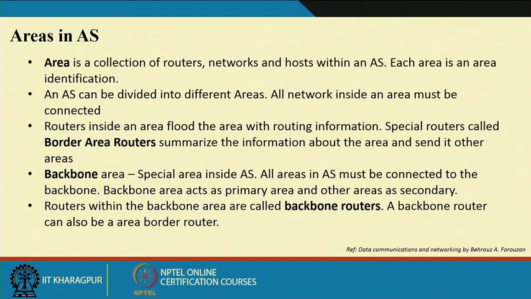and all areas must be connected to the backbone area. The backbone area acts as the primary area and other areas as secondary, right. Routers within the backbone area are called backbone routers. A backbone router can also be an area border router, right. So, as the backbone is also an area, an area border router can be a backbone router. This backbone router acts as the information hub for the whole autonomous system.